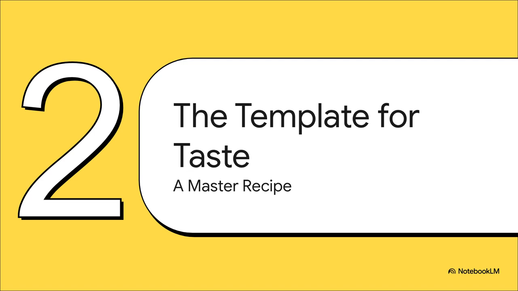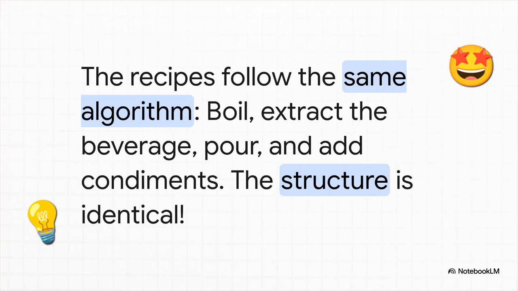Okay, on to our next section, the template for taste. Let's fix this mess by creating one master recipe that rules them all. And here it is, the big aha moment. It's not just that a couple of the steps are the same. The entire algorithm, the whole sequence, is identical. Boil, brew, pour, add. Once you see that, the solution becomes so much clearer. We can build a single, generalized recipe.